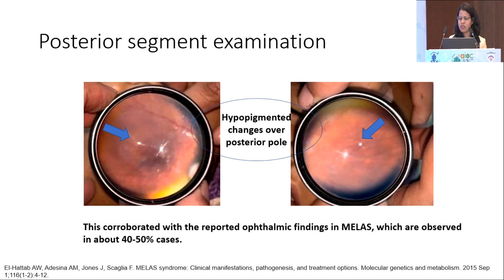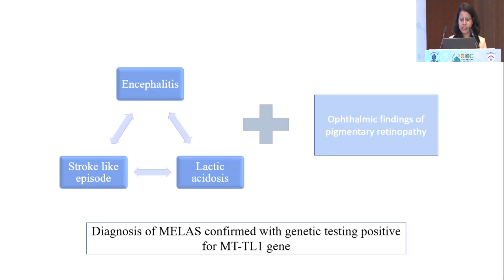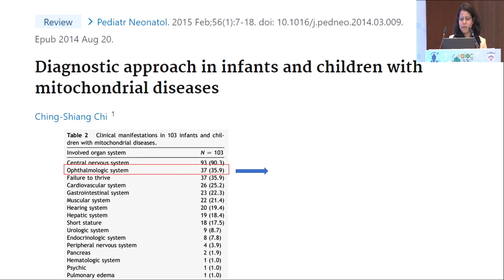But when we did the posterior segment examination, we found hypopigmented lesions over the posterior pole that corroborated with the reported ophthalmologic findings in MELAS, which are observed in approximately 40 to 50% of cases. So the triad of encephalitis, stroke-like episodes, and lactic acidosis, along with our ophthalmic findings of pigmentary retinopathy, helped in the diagnosis of MELAS, which was later confirmed with genetic testing, found to be positive for the MTTL1 gene.